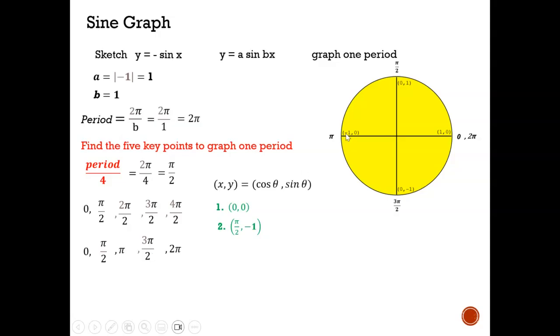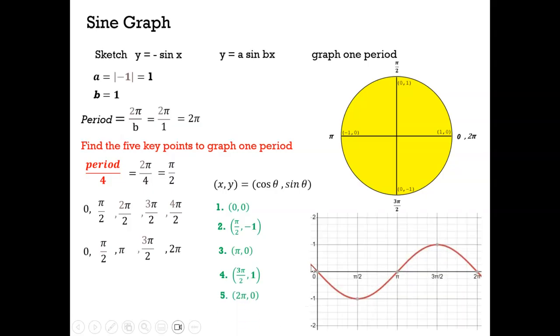The third point is going to be pi, 0. The fourth one is going to be 3 pi over 2, 1. But here it's negative 1, right? Negative times a negative will give you the positive 1. And my fifth point will be 2 pi, 0. Now for the graph, you see the graph is going to start going down.